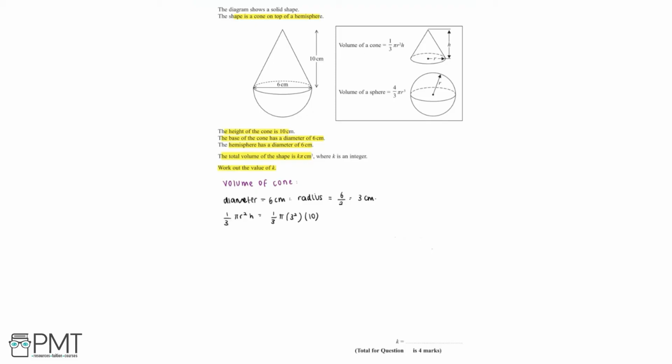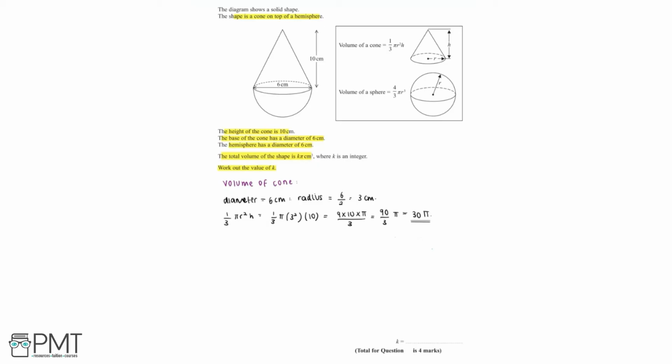Well, now let's simplify this. Well, 1/3 pi r squared multiplied by 10 is the same as saying 9 times 10 times pi, all divided by 3, because 3 squared is equal to 9. Then we're left with 90 over 3 pi, which we can simplify and say is equal to 30 pi. And so we've found that the volume of the cone is equal to 30 pi centimeters cubed.